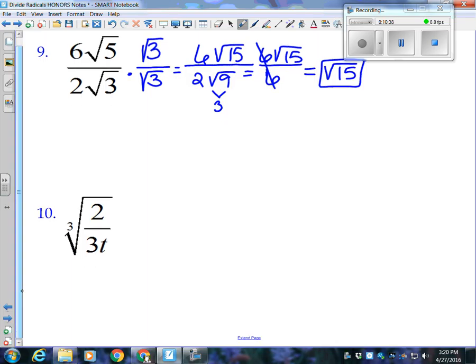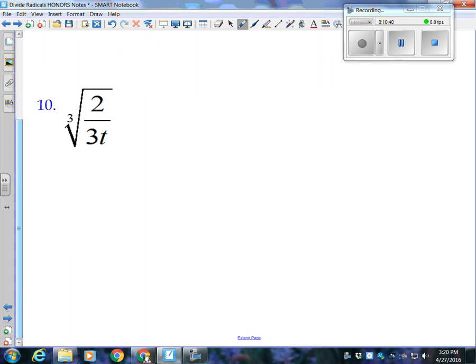Number 10 is something that we have to pause and take a moment on. Let's go back and review. Now we're doing a cube root. So when we do cube root, what you need to remember is, first of all, try to make it be a perfect cube. Make or look for perfect cubes.